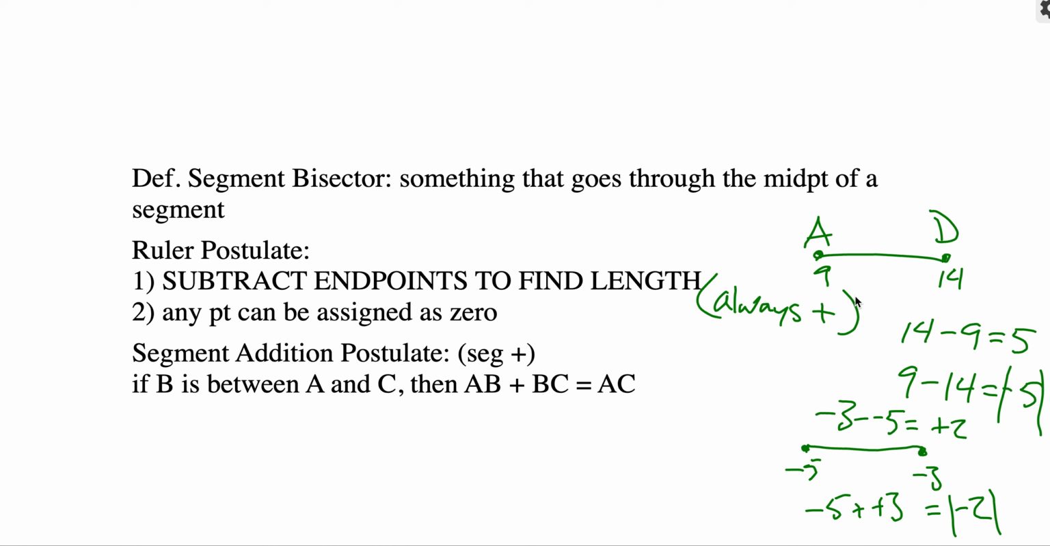Otherwise, any point can be assigned as 0. So this A could have easily been 0, but D would then be 5. So I can move 0 around, do whatever I need to do, but when it's all said and done, subtract 2 points to find the length. Segment addition postulate just tells me that I have a line here that has 3 points in it, A, B, and C. And all the segment addition postulate tells me is that this segment AB plus BC is equal to AC, which should be pretty obvious when you look at that, but definitely something we needed to define so that we can use that going forward. So those 2 parts make up the whole.